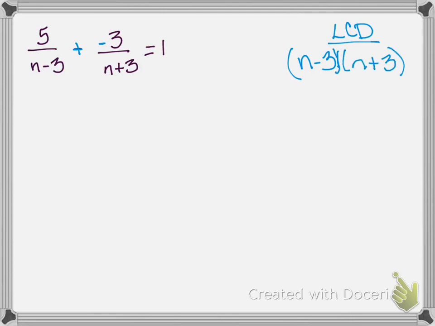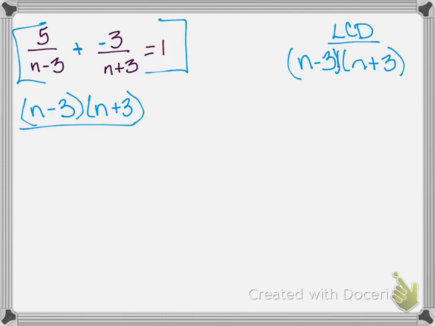N minus 3 times n plus 3. Okay, so I've got n minus 3 times n plus 3. I am multiplying everything times that. Okay, so that's over 1. So multiplying that times 5 over n minus 3.